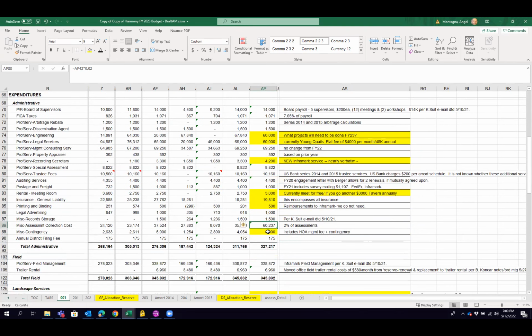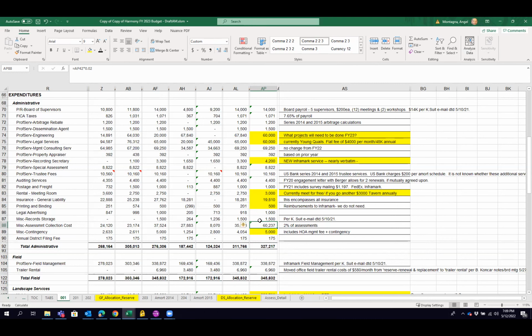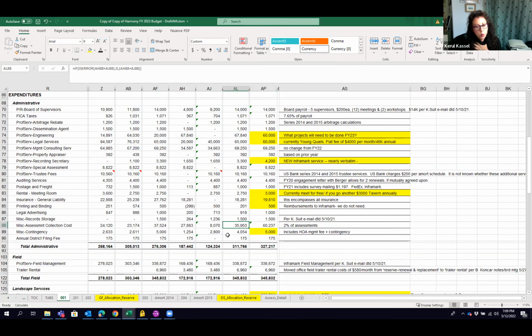Miscellaneous contingency. Wait a minute, Angel, please. Sure. So I see that, I think the column before the column you've got highlighted here shows 35,000 and change. I think that column is what the current fiscal year is projected to be, like the total for the year. So why is it going up by 25,000?